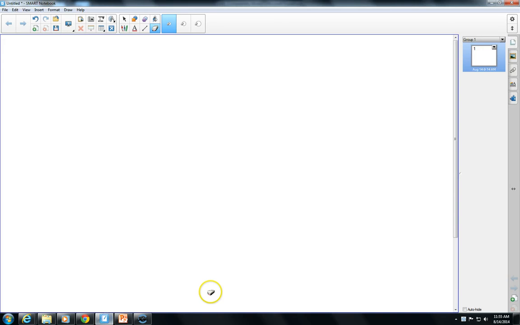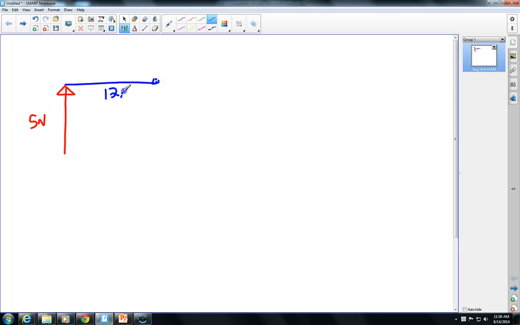All right. So let's try this problem. All right. So we went 5 north. Then he went 12 east. Oops. And then he went 8 meters at an angle of 25 degrees.